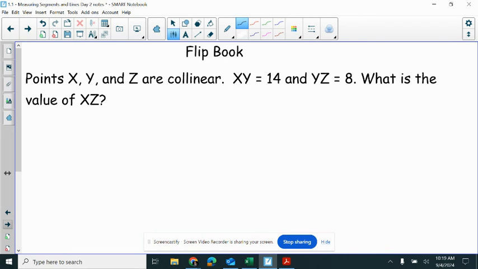So a couple of key points. This would be an example. If I have points X, Y, and Z are collinear, collinear has the word linear in it, so that pretty much means line. Co just means that they're going to be on the same line. So collinear means on the same line.